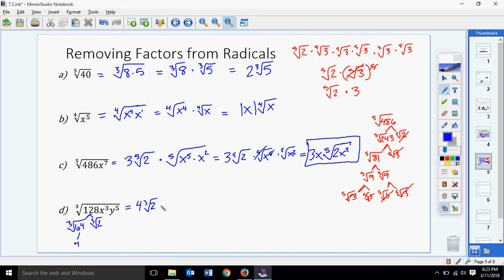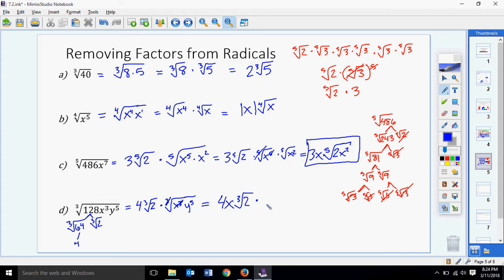Now we have to work on our variable part. It's the cube root of x cubed and y to the 5th. Well, x cubed is already a perfect cube, but y to the 5th isn't. So our exponent of 3 and our index of 3 are going to cancel. So that would leave me with x outside the parentheses. So I have 4 and an x outside my radical. I have the cube root of 2 inside.